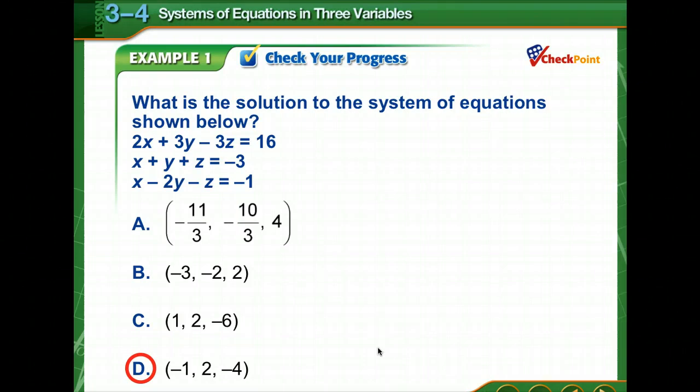For your ordered triple, did you get negative 1, 2, negative 4? If so, excellent. If you didn't quite get there, it could be just simple mathematical errors is what's probably happened. So you can go in and try to rework that now that you know which direction you're going.